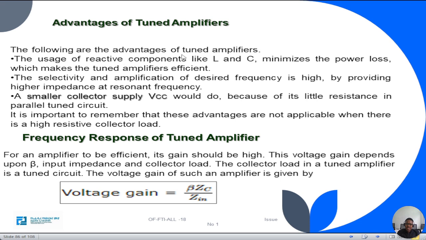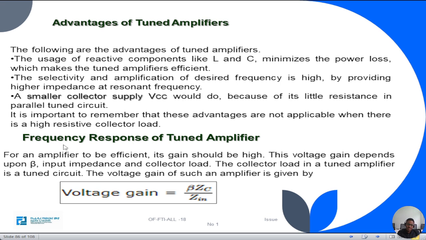The following are the advantages of tuned amplifiers. The usage of reactive components like L and C minimizes the power loss, which makes the tuned amplifier efficient. The selectivity and amplification of the desired frequency is high by providing higher impedance at resonant frequency. A smaller collector supply VCC will do because of the little resistance in the parallel tuning circuit. It's important to remember that these advantages are not applicable when there is a high resistive collector load.